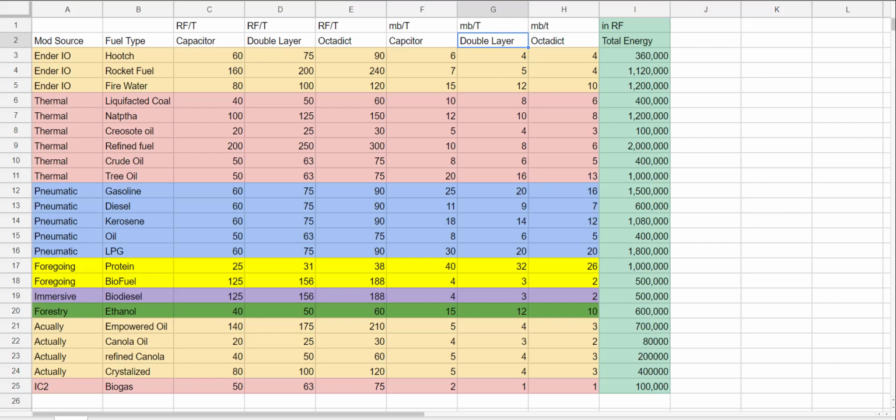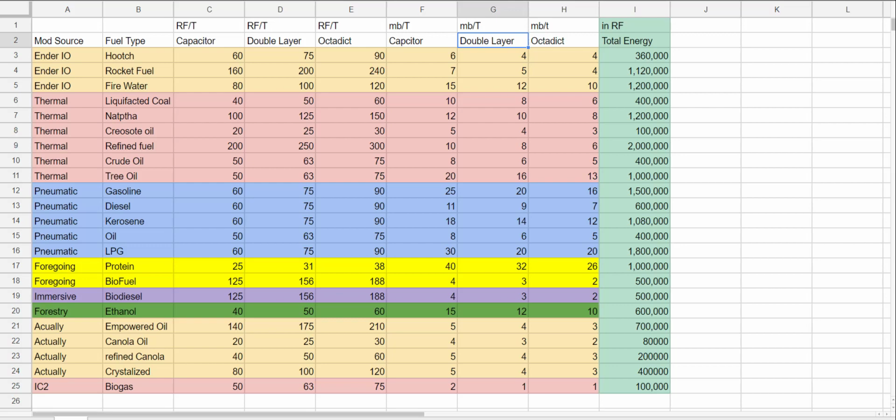Hey everybody, this is Direwolf20 and I'm back with my final analysis on the Ender IO machines, the generator at least. The advanced generator is a little bit different and does do a better job of getting energy out of the fuel per bucket, but I'm still not sure that's really worth it either.